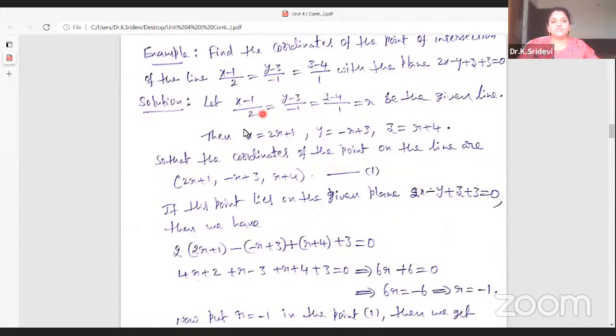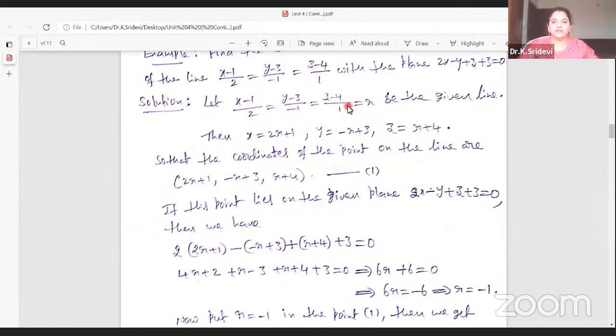Here, what is the given equation? This is the given equation, in symmetric form, so definitely it is equal to R. The first term equal to R gives the x coordinate as 2R plus 1. The second equal to R gives y equal to minus R plus 3. The third equal to R gives the z coordinate, R plus 4. So the x, y, z coordinates are written as the point (2R plus 1, minus R plus 3, R plus 4): the x coordinate value, y coordinate value, and z coordinate value.